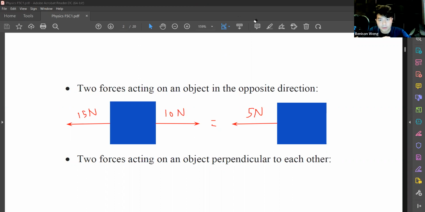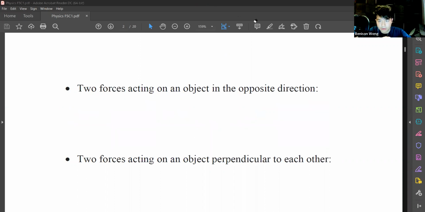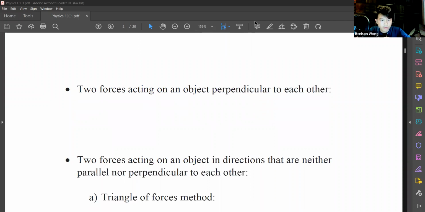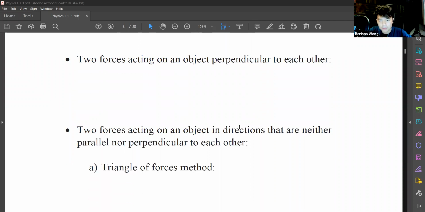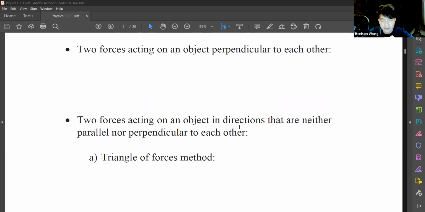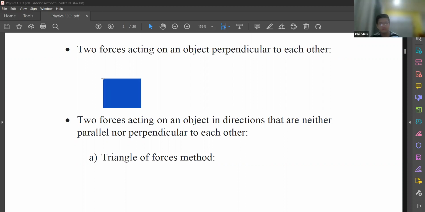All right, so moving on. Two forces acting on an object perpendicular to each other. What does perpendicular mean? 90 degrees. Exactly, 90 degrees. So when two forces are perpendicular to each other.